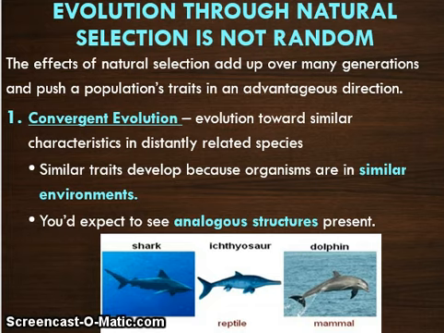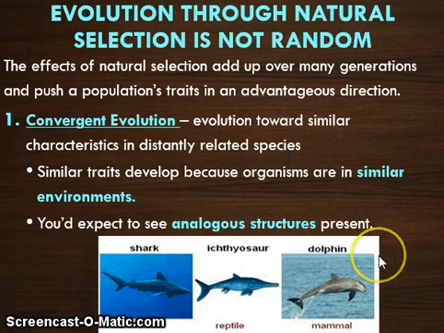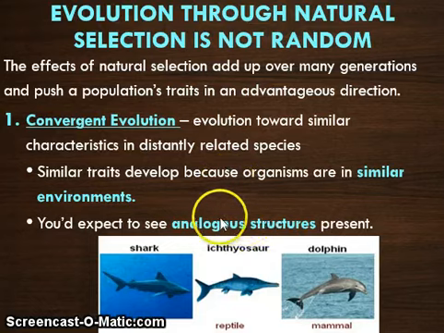And so when we see something converge, that means that they're becoming more and more similar. These similar traits develop because an organism lives in a similar environment as another organism. So with a shark and a dolphin, they both live in the water, they both need to be able to swim, and so even though they came from very distantly related species, they develop very similar traits. So those are analogous structures.